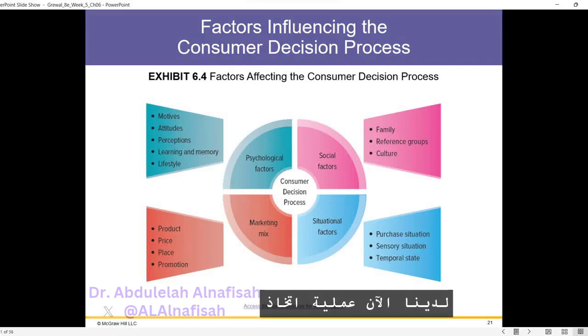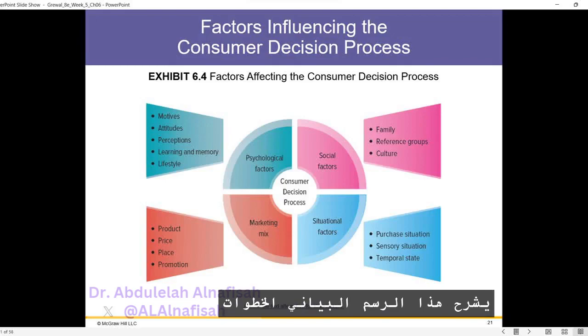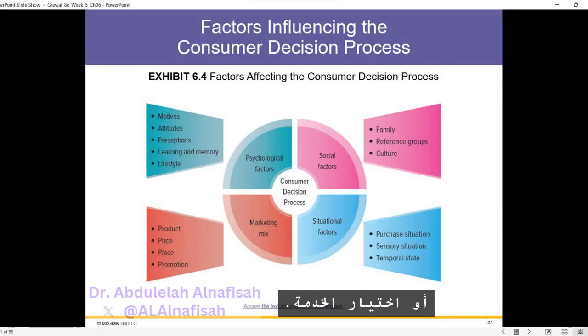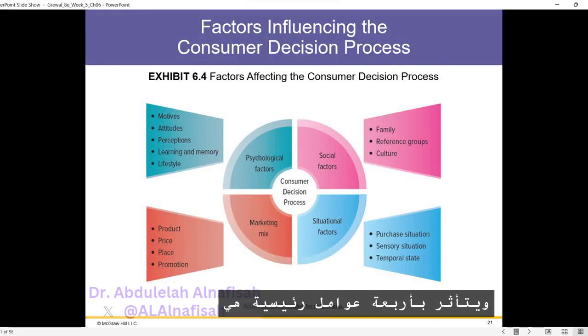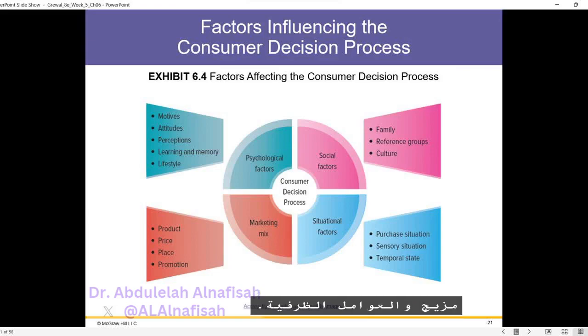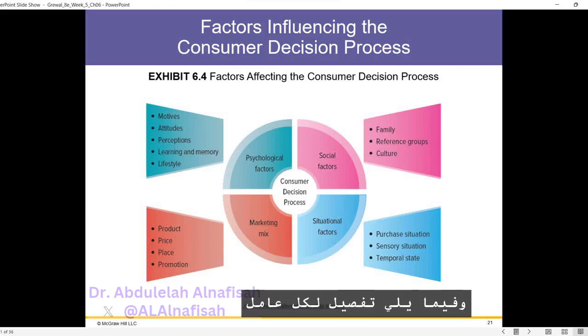Okay, now we have the consumer decision process. This diagram explains the steps consumers go through when making a purchase or choosing a service. It is influenced by 4 key factors: psychological, social, marketing mix, and situational factors. Here's a breakdown of each factor and its sub-elements.